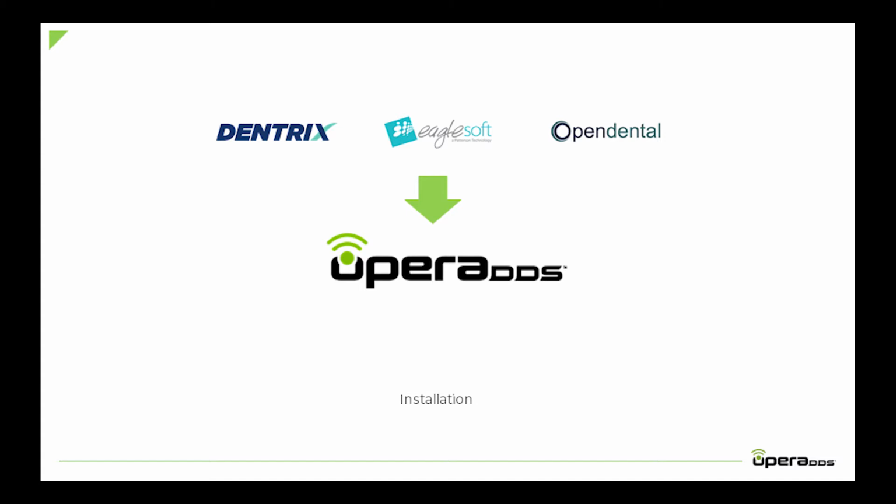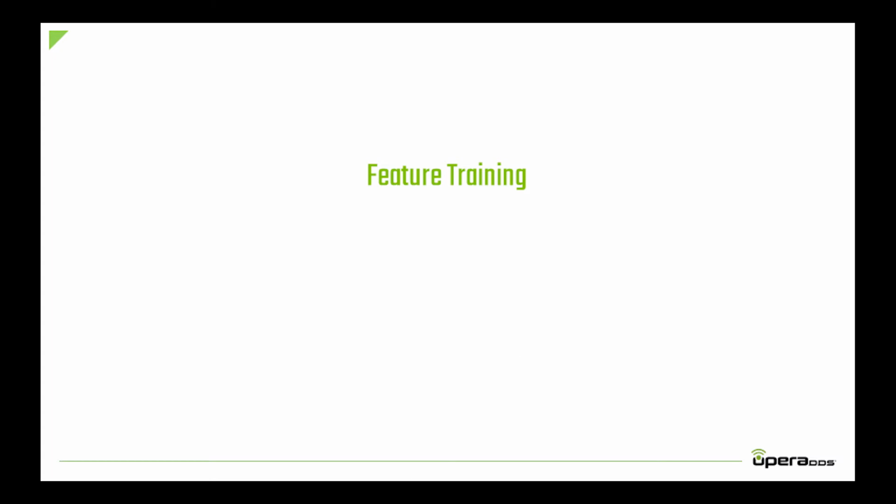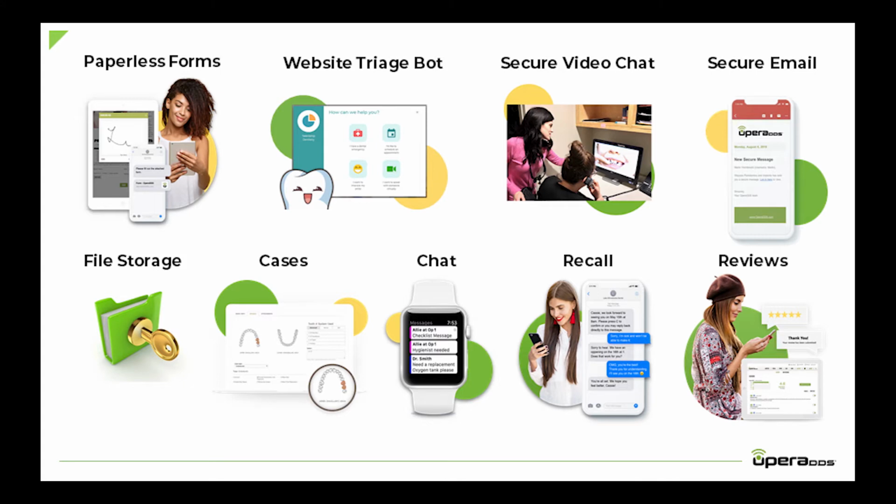Once installed, we recommend your team to watch the feature training portion of this webinar, as well as utilizing our online training resources in the form of videos and slide presentations. This way, if you ever have a new employee who comes on board, they'll be up to speed in no time. Up next is feature training. To quickly get started, let's cover the basics. There are 9 features we will discuss today: paperless forms, website triage bot, secure video chat, secure email, file storage, cases, chat, recall, and reviews.